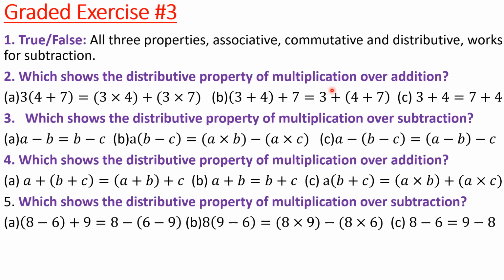Excuse me, Mr. Petit. Number 2 and number 4 are both supposed to be addition, right? Yes. And then number 3 and number 5 are subtraction.